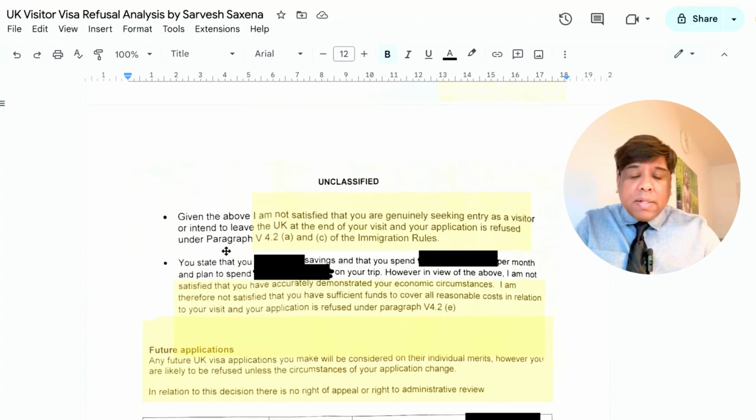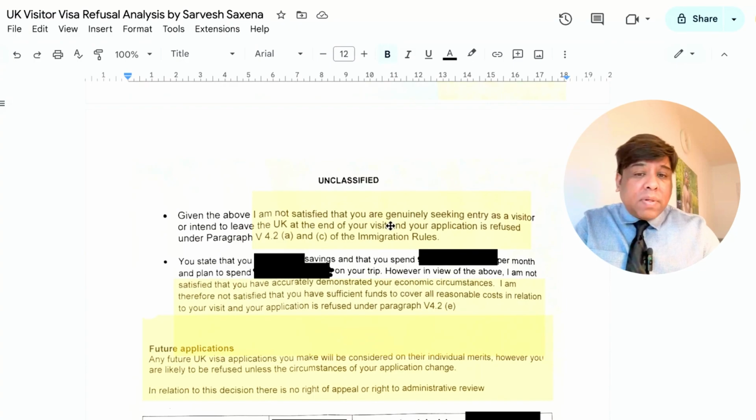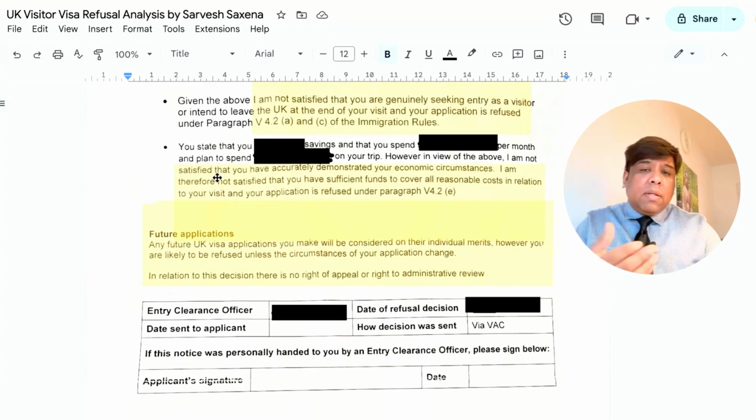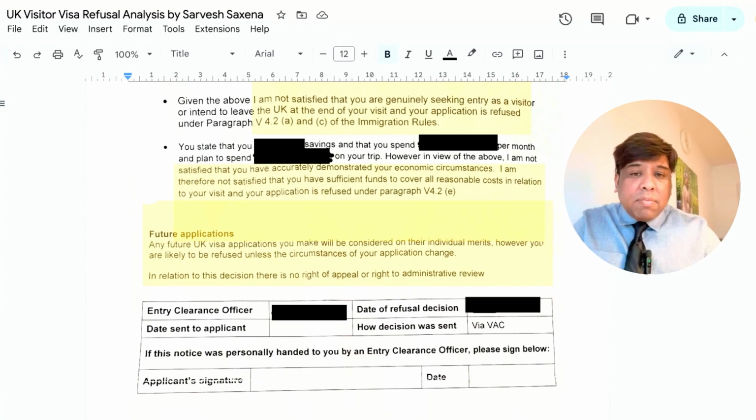And he also said that given the above, I'm not satisfied that you're genuinely seeking entry as a visitor or intend to leave at the end of your visit, and your application is refused under paragraph 4.2a and c. And then he goes on to say that there are some savings that you showed, and there is a planned amount of money that you expected to spend on this trip in the UK. But he was not satisfied that you've demonstrated economic circumstances properly. Now, I'm going to go into detail and explain my legal analysis, which I've documented down below.